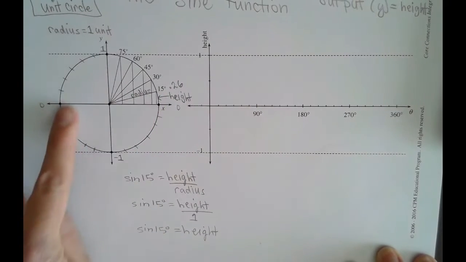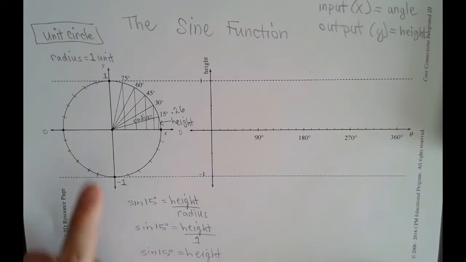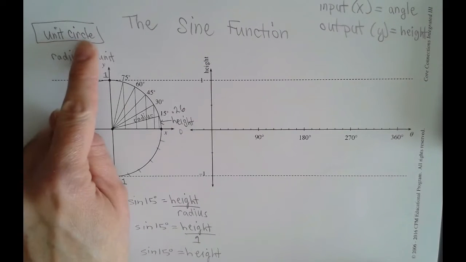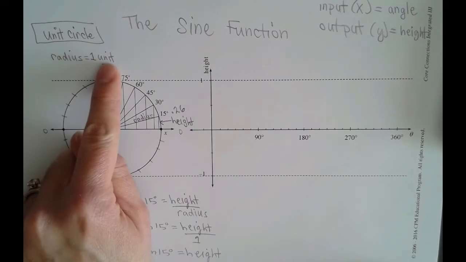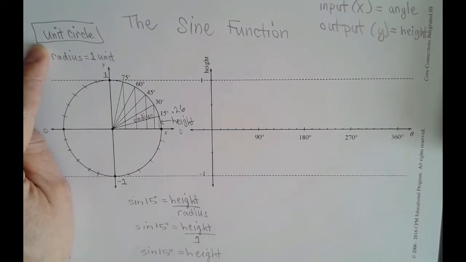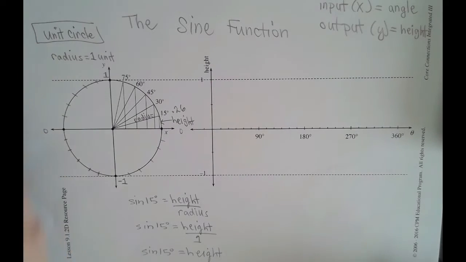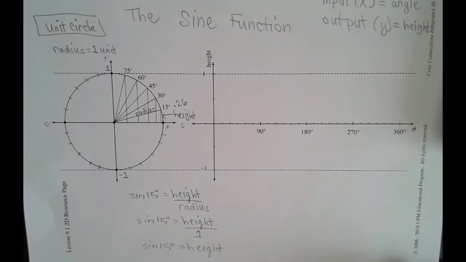That means that this circle has a radius of 1. That's called a unit circle because the radius is 1 unit. That's all this means. Please note, we will be working with the unit circle a lot this unit. Make sure the radius is 1 or you're not working with the unit circle. As long as the radius is 1, you are working with a unit circle.